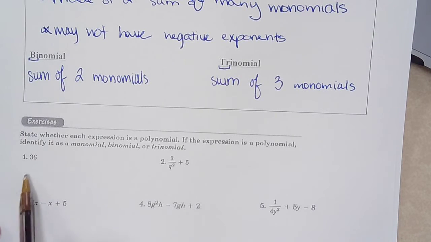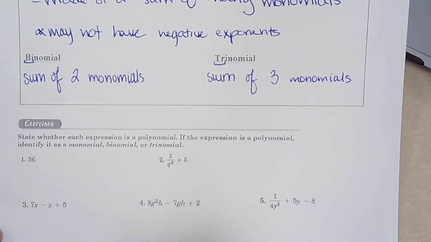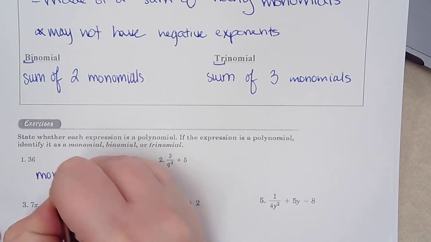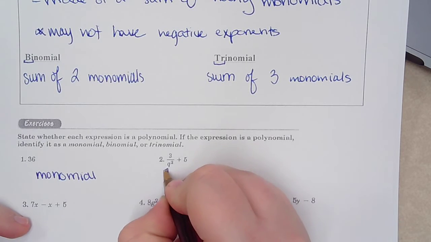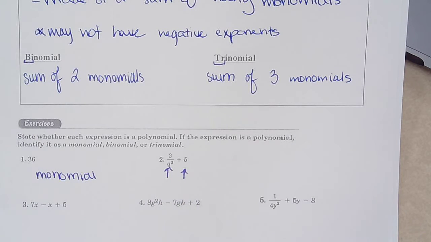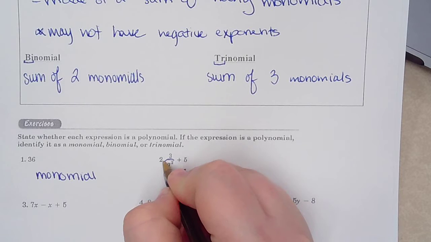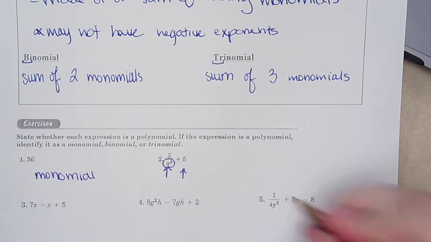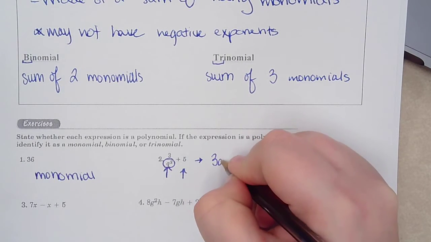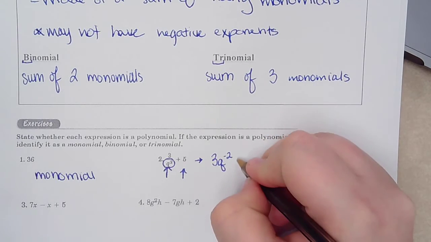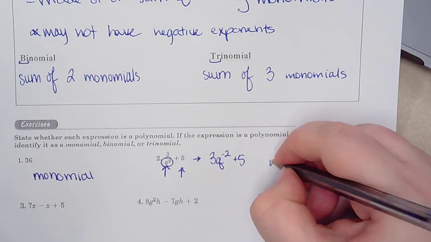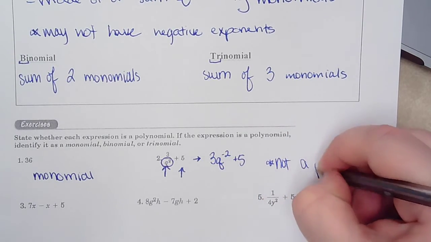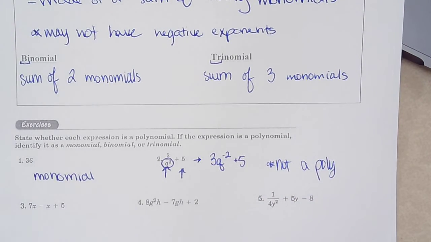So 36, notice that is just one term, so that's going to be a monomial. Mono meaning one again. This one looks like it should be a binomial, right? It's made of two parts. However, it is not. Why is it not? Because this, when we flip it up to the top, is the exact same thing as 3q to the negative 2 plus 5. Remember, we can't have a negative exponent, so this is not a polynomial.